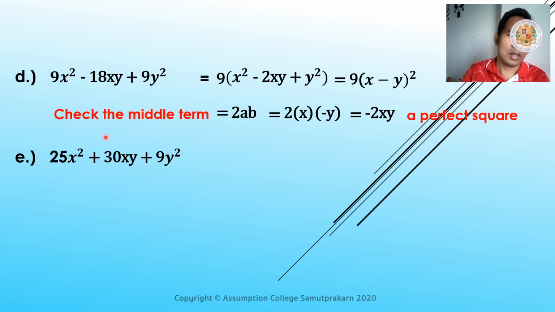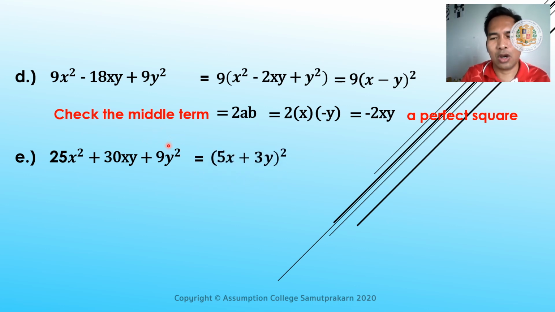Next, 25x squared plus 30xy plus 9y squared. Okay, when you look at 25, 30, and 9, you cannot factor out anything, so you will proceed. What is the square root of 25? 5. How about x squared? It's x. 9y squared, what is the square root of 9y squared? 3y. So your answer is (5x + 3y) quantity squared.